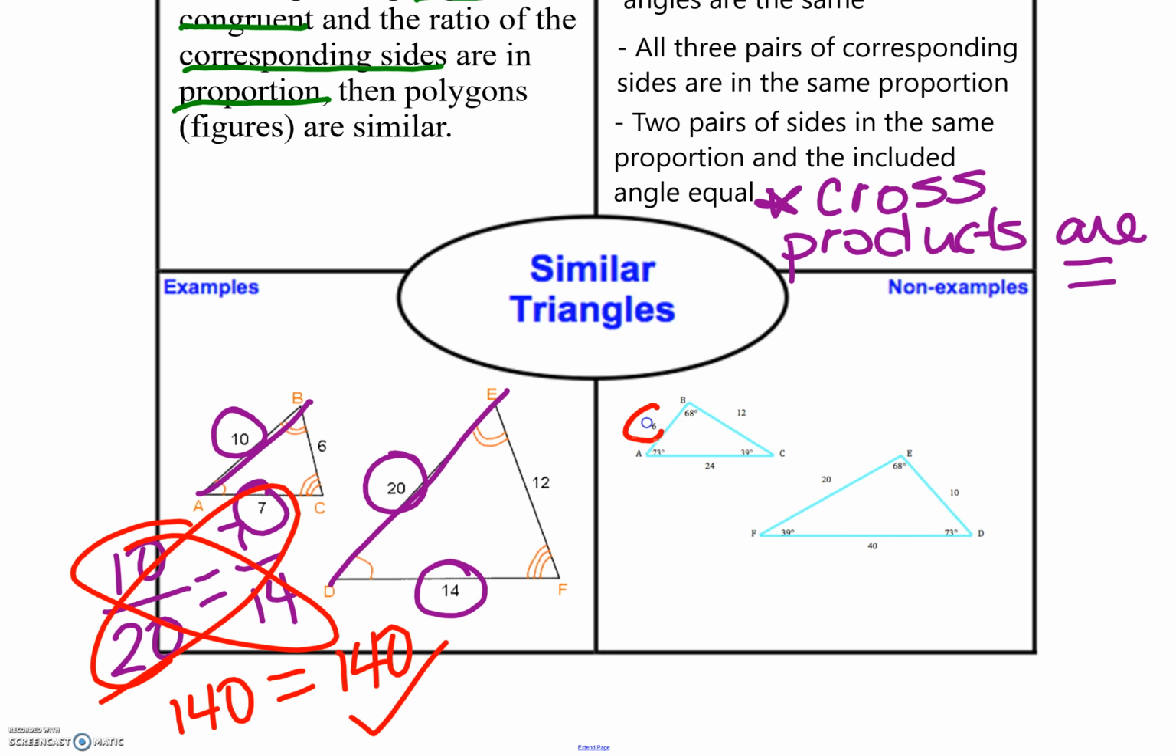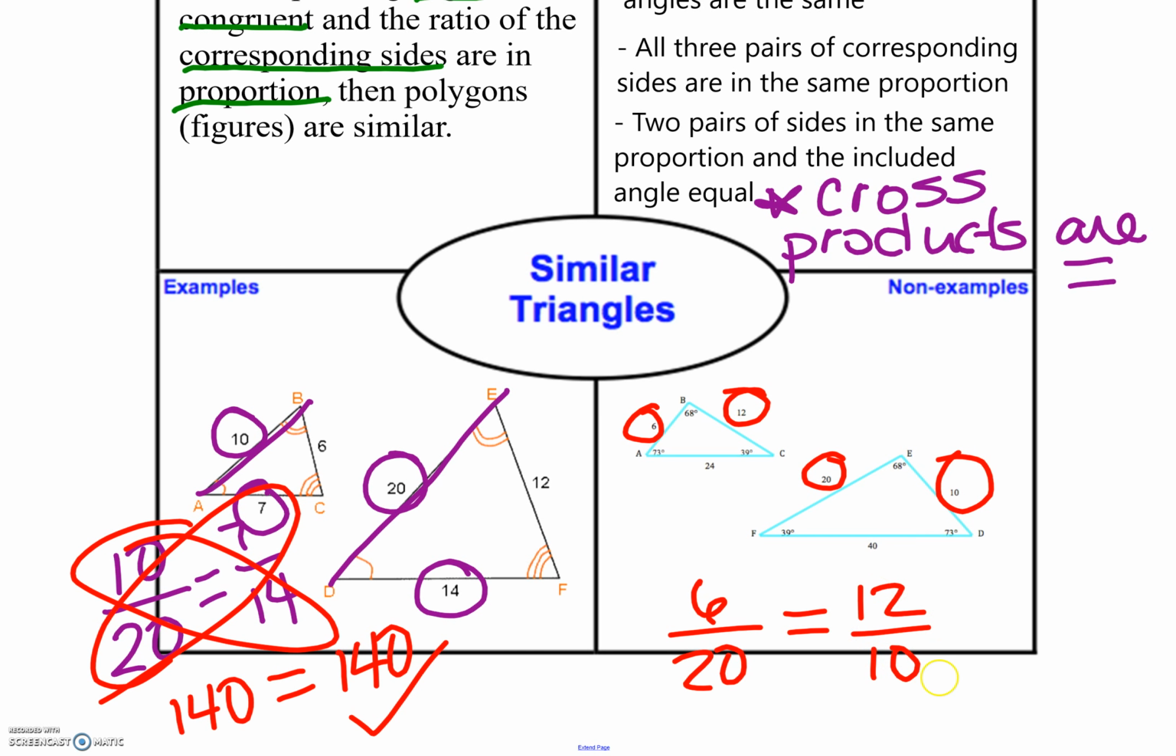And the non-example would be 6 over 20 is equal to 12 over 10. And when we multiplied, 60 is equal to 240, which is not true. Therefore, the cross products are not equal. Therefore, our triangles are not similar.